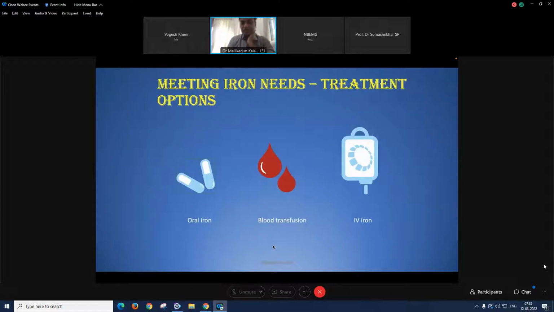For several years, we've always been using oral iron. The advantage of oral iron is that it's simple. The risk of severe adverse events is much less.